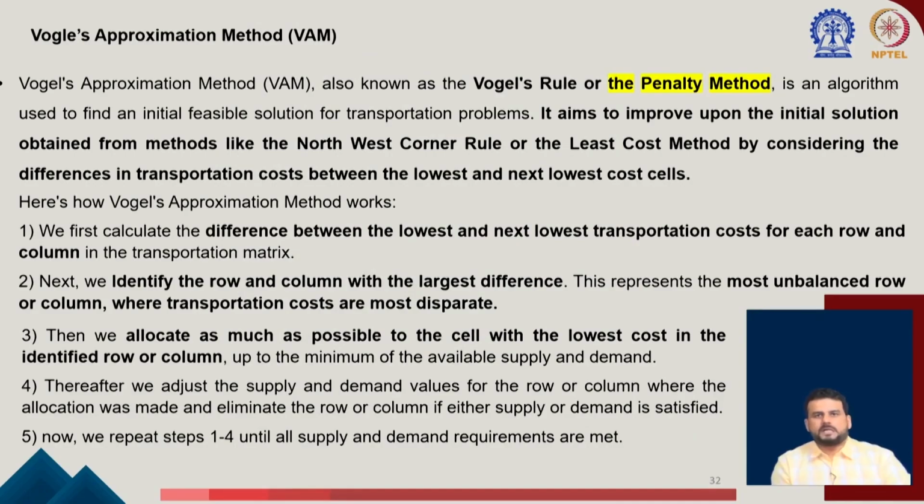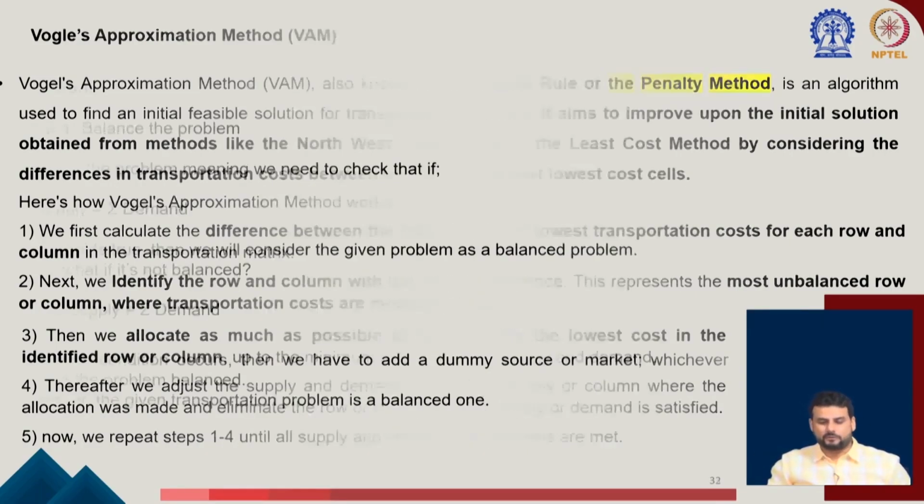Next is Vogel's approximation method. If I read all the steps, it may be a little confusing, so I will just go through explaining the numerical, and that is the best way to go. This is also known as the penalty method. A penalty means, what if we do not allocate into this cell? If we are allocating into some other cell, what is the penalty? Maybe we need to calculate the opportunity cost, right.